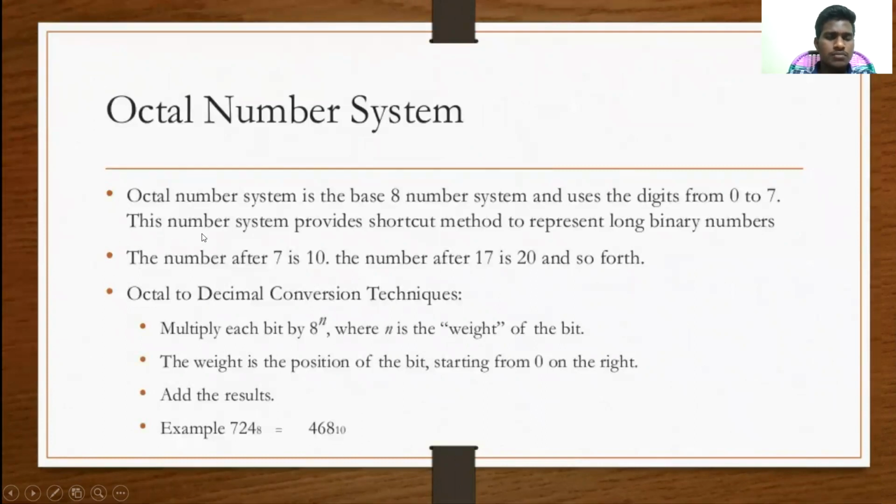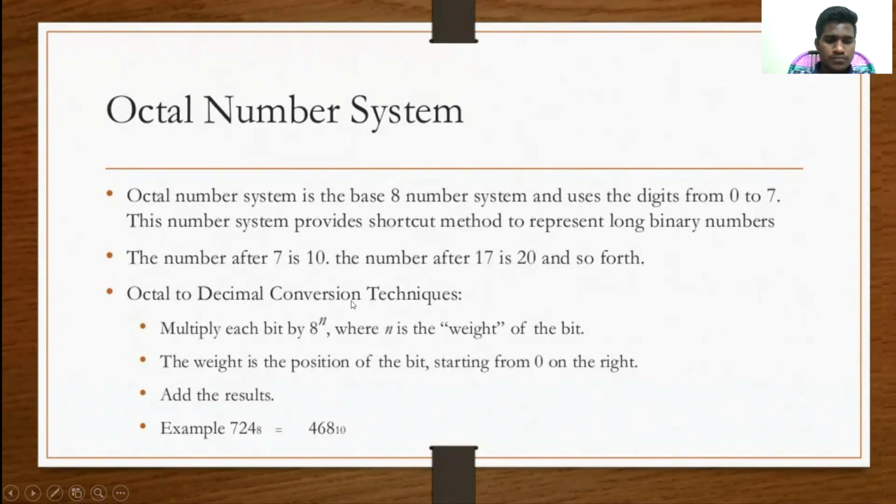Next, octal number system. The octal number system is the base 8 number system and uses the digits from 0 to 7. This number system provides a shortcut method to represent long binary numbers. The number after 7 is 10. As we have discussed earlier, after the number 7 there is no 8 here; it is 10. The number after 17 is 20, and so forth.